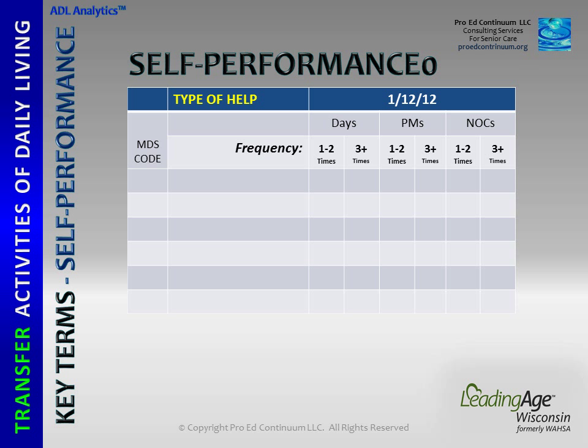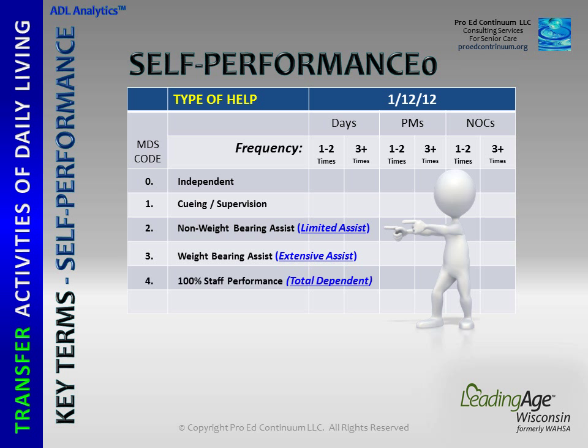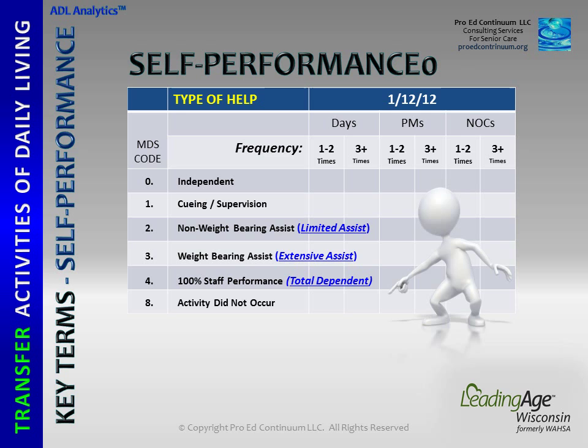Options for type of assist, falling under self-performance, include independent, cueing or supervision, non-weight-bearing assist, also known as limited assist, weight-bearing assist, also referred to as extensive assist, 100% staff performance or total dependent, and activity did not occur.